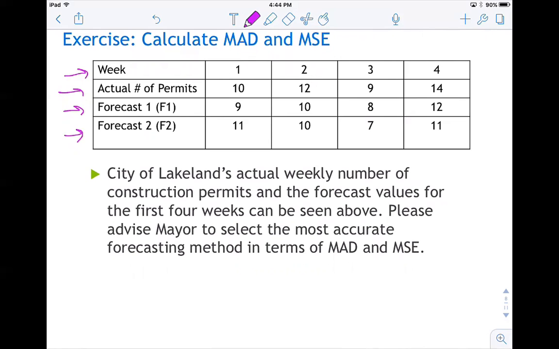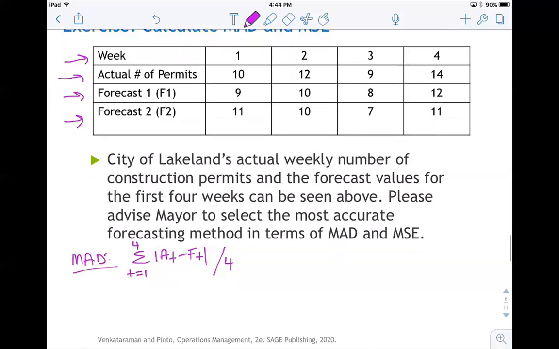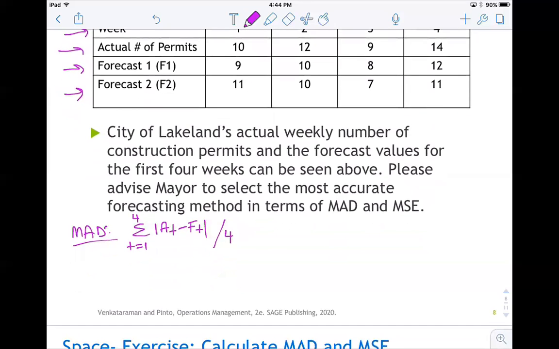Let's try to work on it by using MAD. Remember, the MAD formula is very simple, starting from t equal to 1 to 4 in this case. What we are going to do is, in absolute value, take the differences between the actual observation and the forecast value and divide the whole thing by 4, because we do have 4 time periods. So let's get started with forecast one.